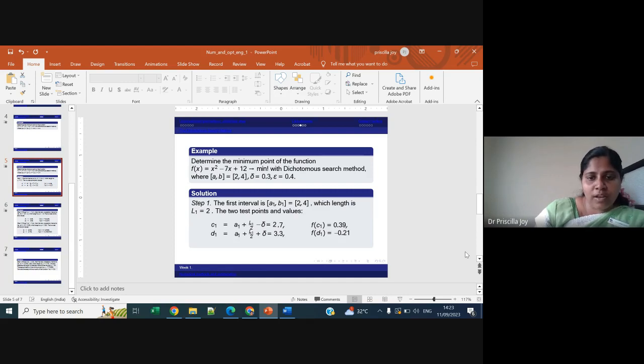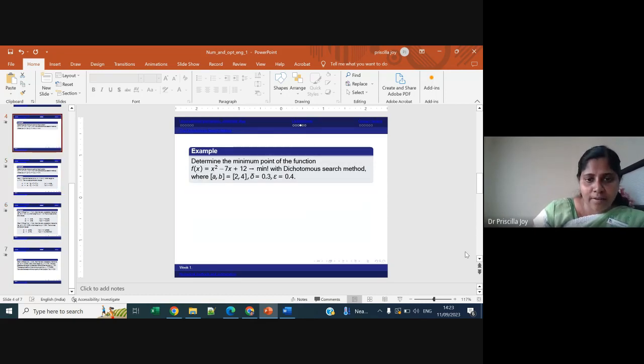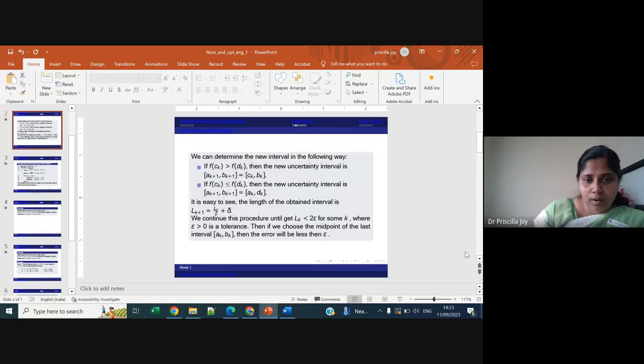So 0.39 is equivalent to that. The C1 value is 2.7, right? So 2.7 comma, the BK value is 4. Okay, we have taken as such for A2 as well as B2, which has the length. Now we need to compute the length. What is the formula? LK plus 1, which is equal to LK divided by 2 plus delta.